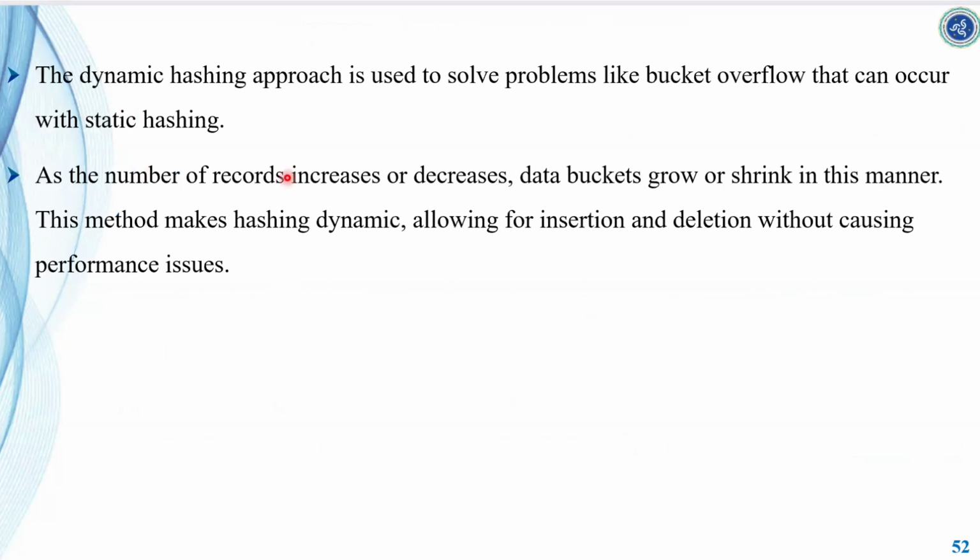Okay. So what is the dynamic hashing approach? It is used to solve problems like bucket overflow. Because with static hashing, the number of records a single bucket can contain is always constant, whereas here we can change it dynamically. As the number of records increases or decreases, the data bucket grows or shrinks. That way, without causing any performance issues, this can be done in dynamic hashing.